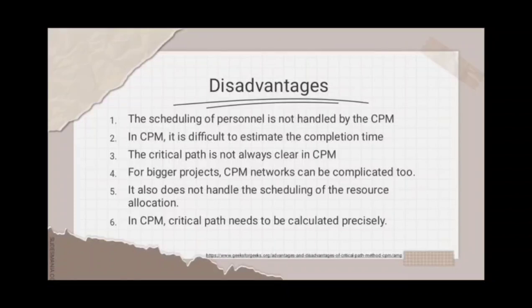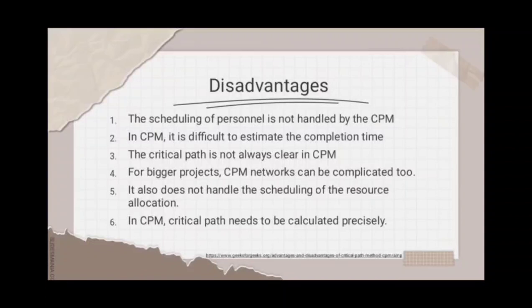The second one, in CPM, it is difficult to estimate the completion time. People cannot foresee the exact time for the project to be finished because we do not know what things might happen along the way in making the project. CPM is only our help in managing this project. Third one, the critical path is not always clear in CPM, for there are things that are being joined to this.